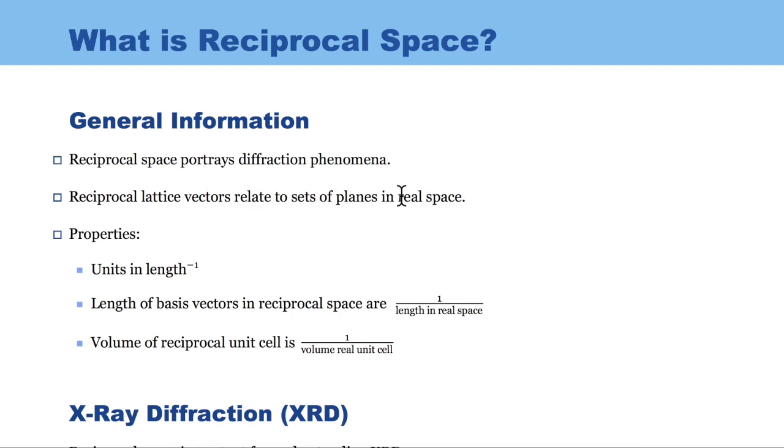Reciprocal lattice vectors relate to sets of planes in real space. Reciprocal space has some key properties that relate it to real space. These properties include the units of reciprocal space are in inverse length, the volume of a reciprocal unit cell is inverse of the real space volume, and the plane spacing is inverted. See the attached notebook for more information about reciprocal space and how to calculate reciprocal lattice vectors.